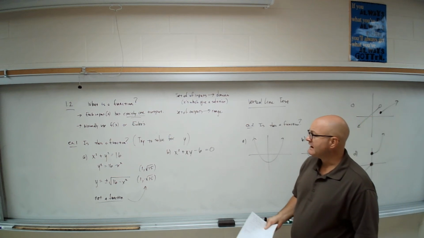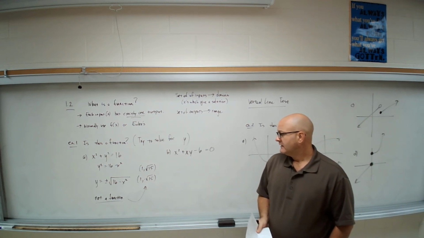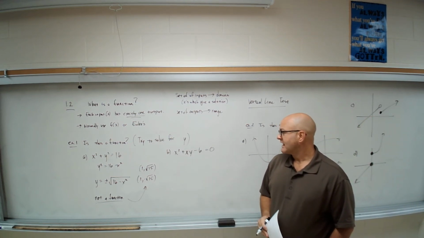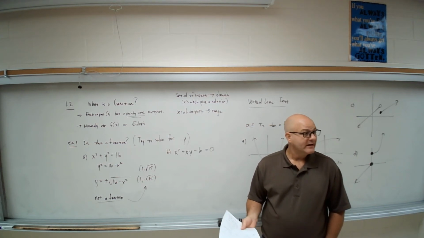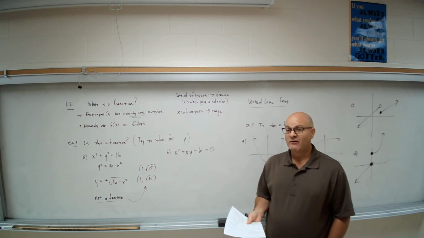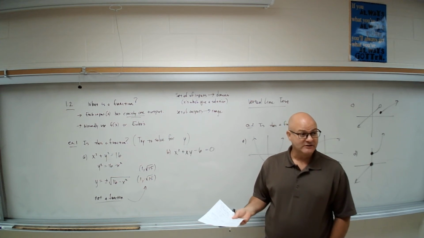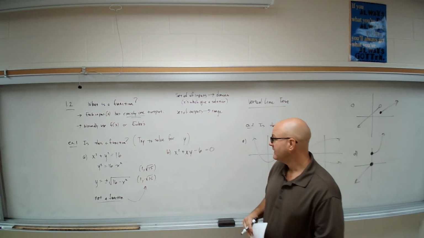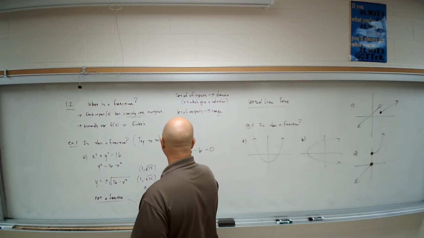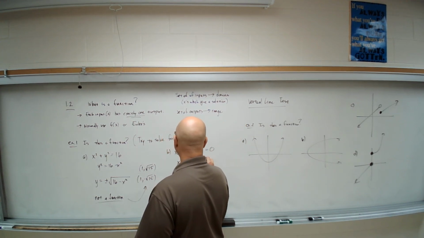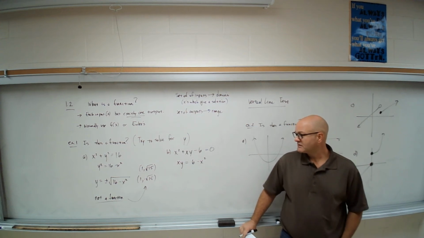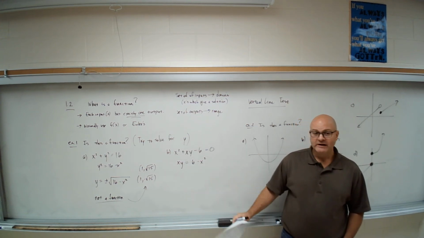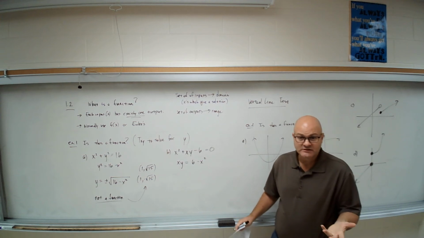For part B here, we have x squared plus xy minus 6 equals 0. So again, we have to solve for y. Now, it doesn't mean that we have to solve and it has to look nice. It just means we have to solve for y. So I'm going to say xy equals 6 minus x squared. Right, I just added 6 and subtracted x squared from both sides. And then if I want to get y by itself, we'll just divide by x.